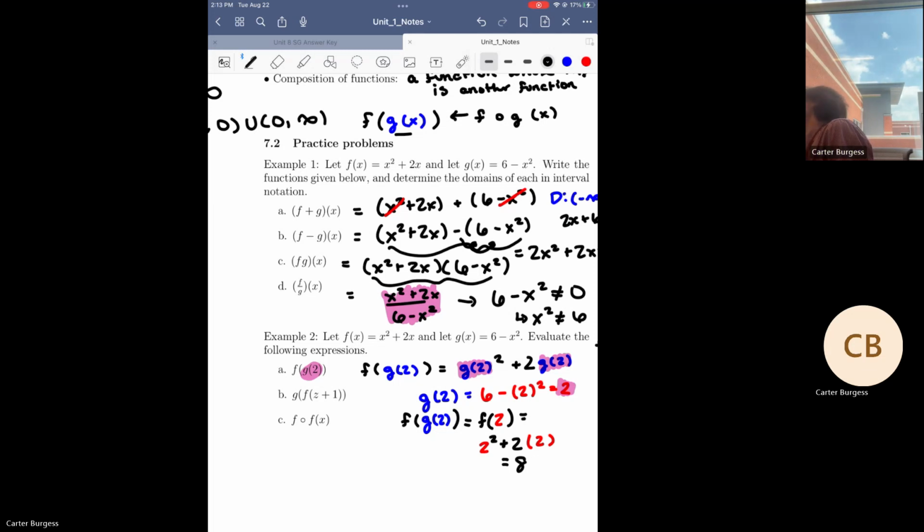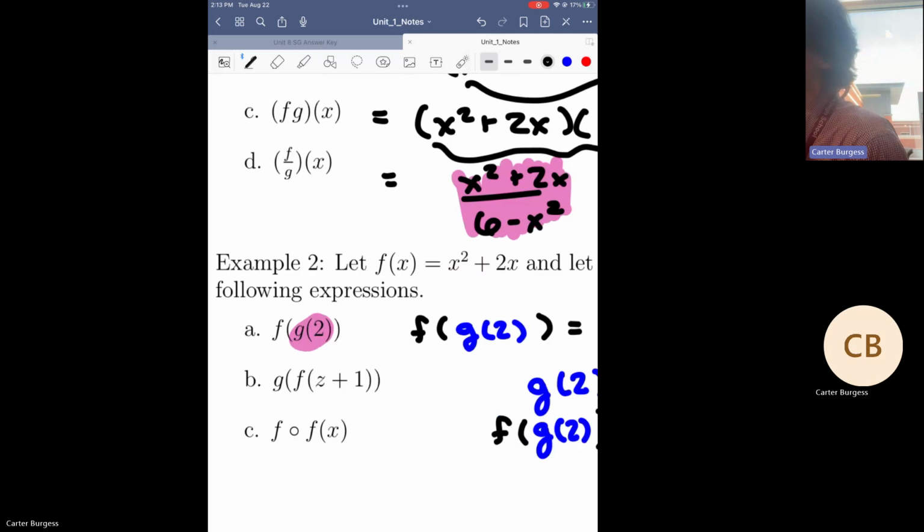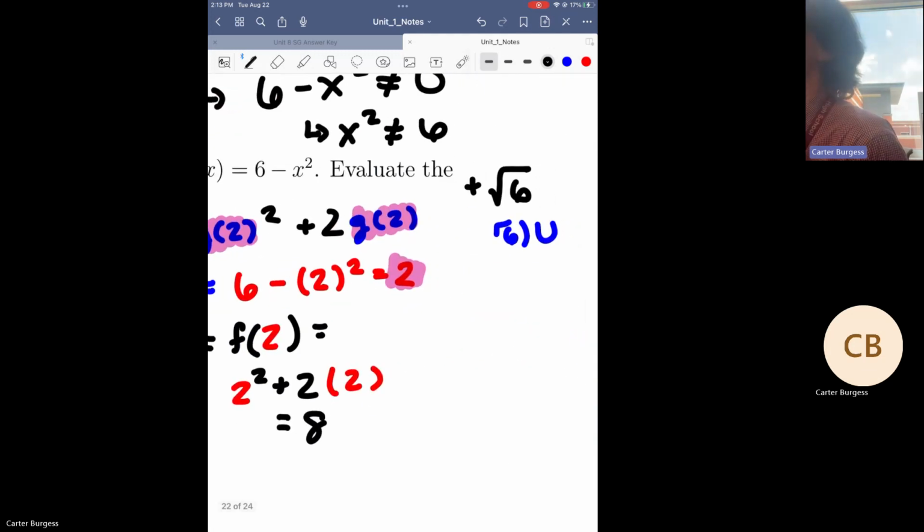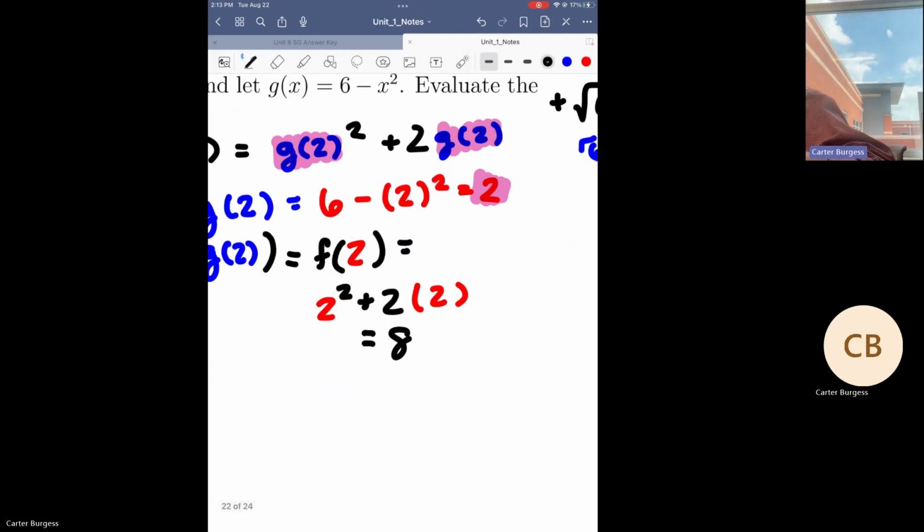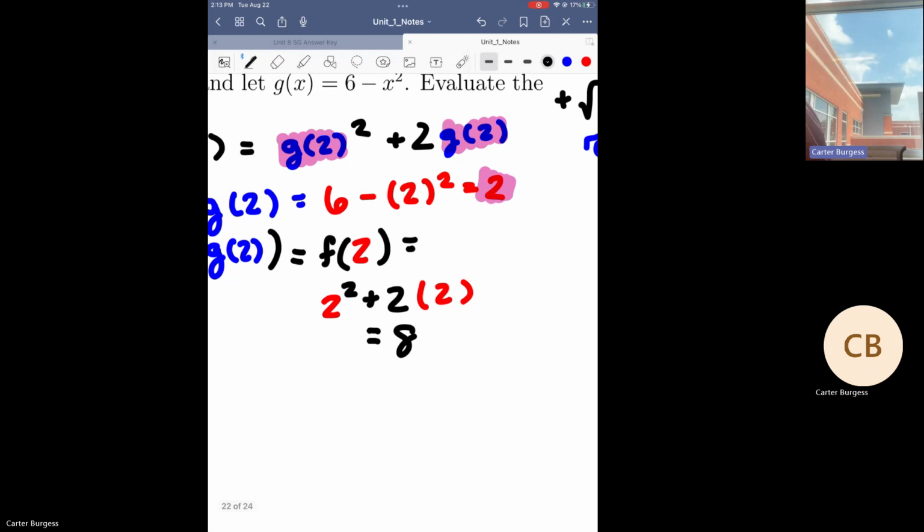Okay. Things I don't like about this example are the fact that g of 2 is equal to 2. I think that can be a little bit confusing. I want to make very clear the reason why we ended up plugging 2 into our outermost function, into that f, is not because of the 2 here. It's because of the 2 over here. So the fact that g of 2 was equal to 2 is why ultimately we plugged 2 into our function.